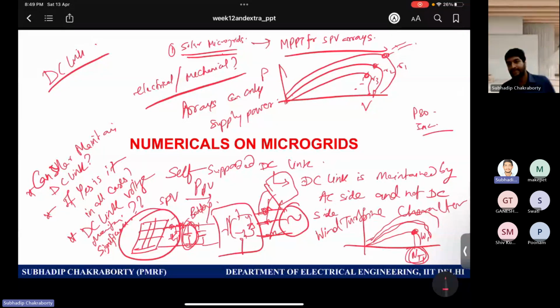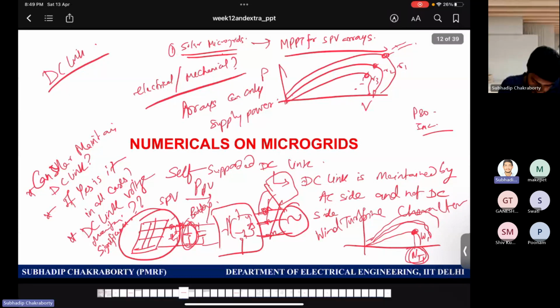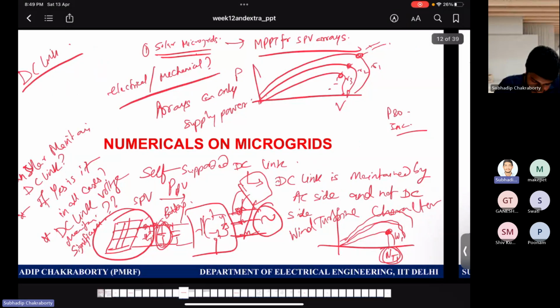But likewise, as solar, the wind conversion systems are also designed only to push the power, not take power. So wind conversion systems are designed to only supply power. That is the whole essence of the discussion. So hope you understand, right?